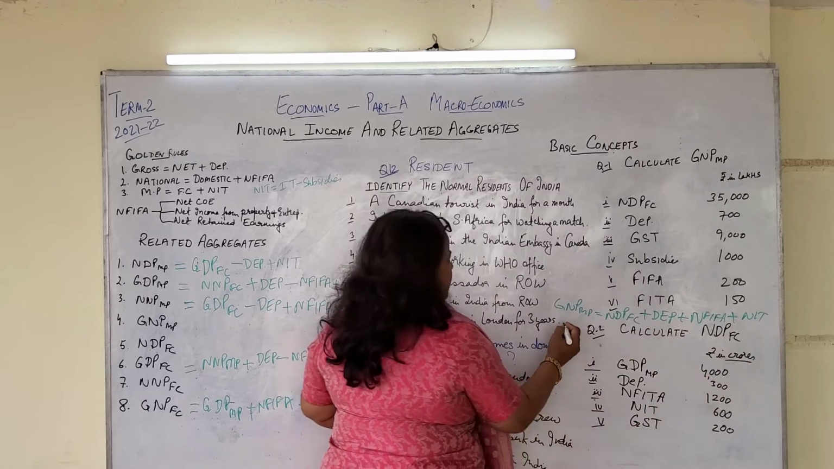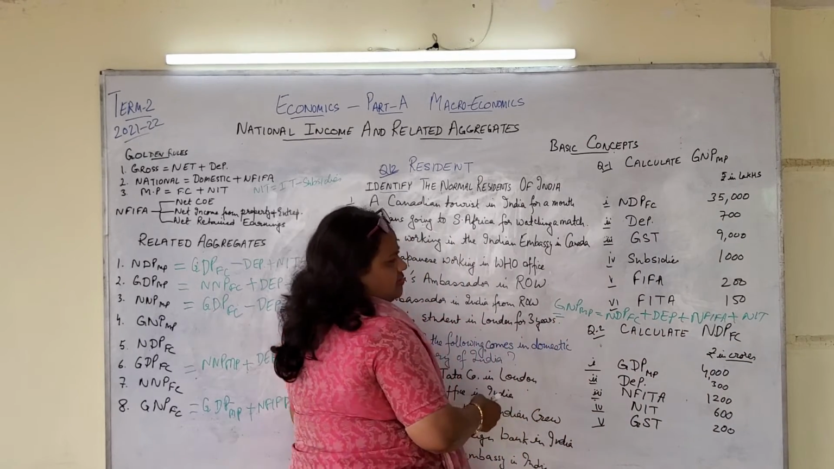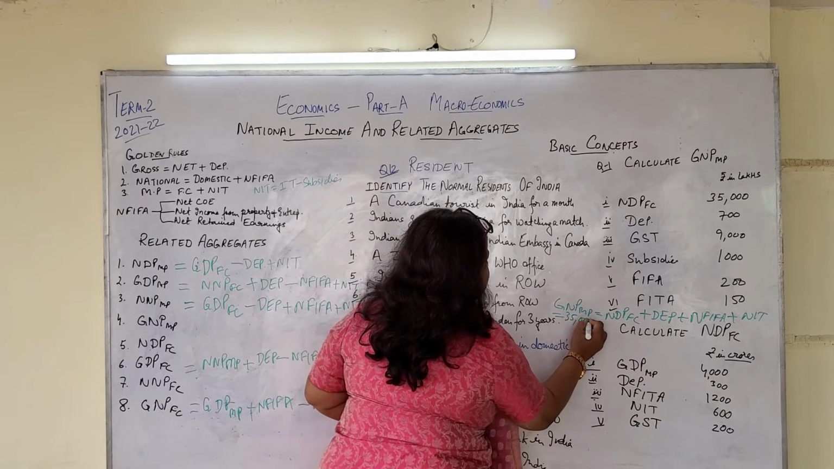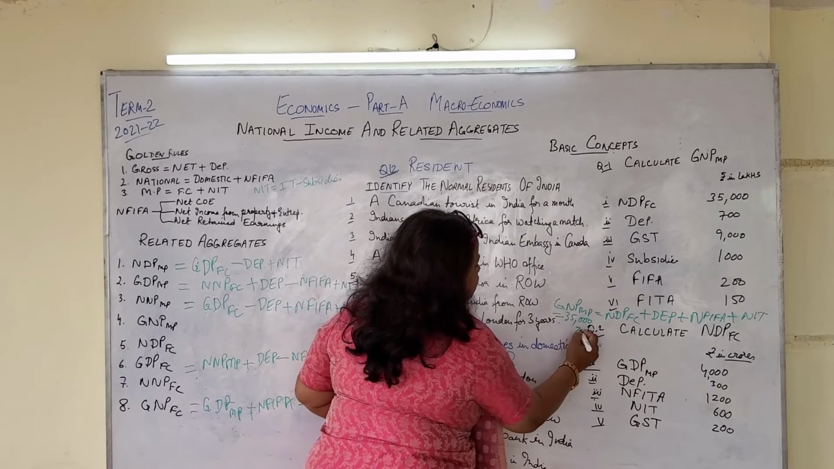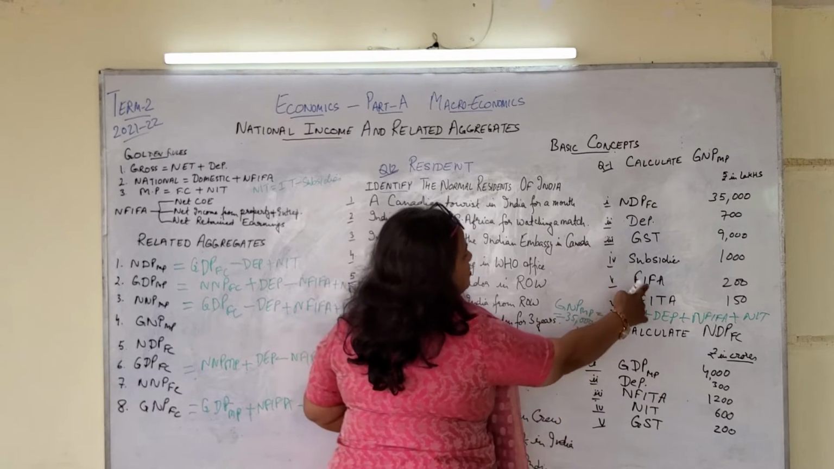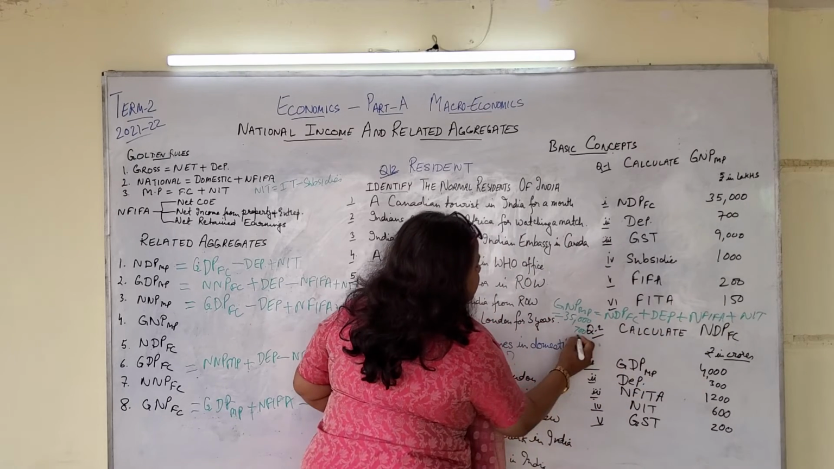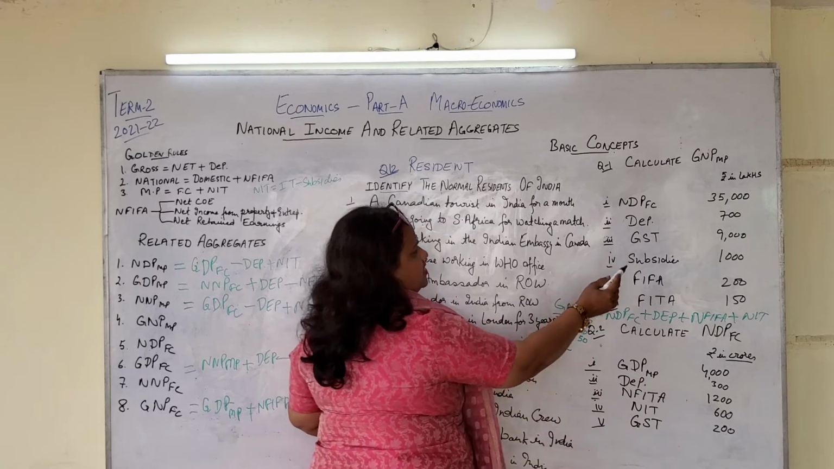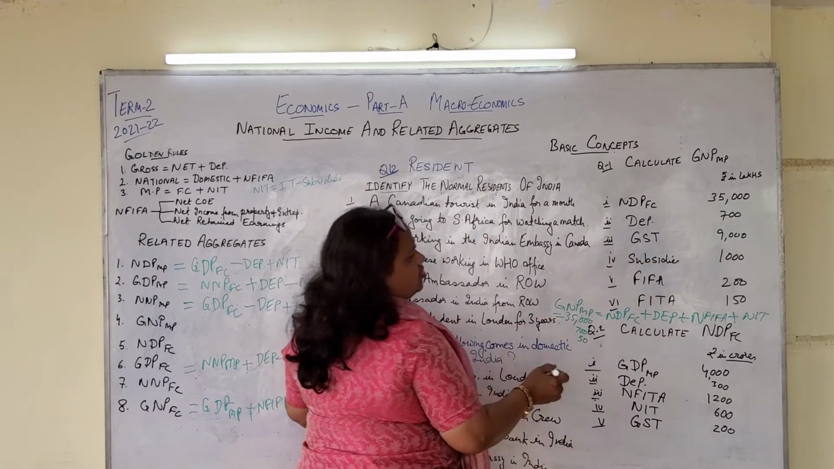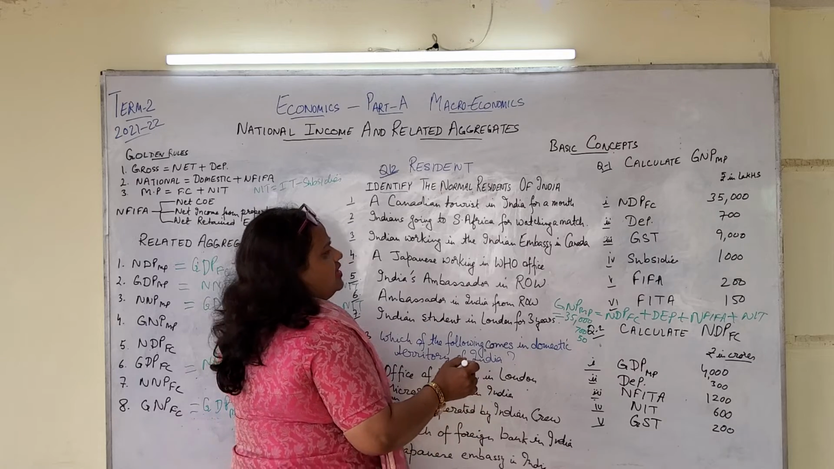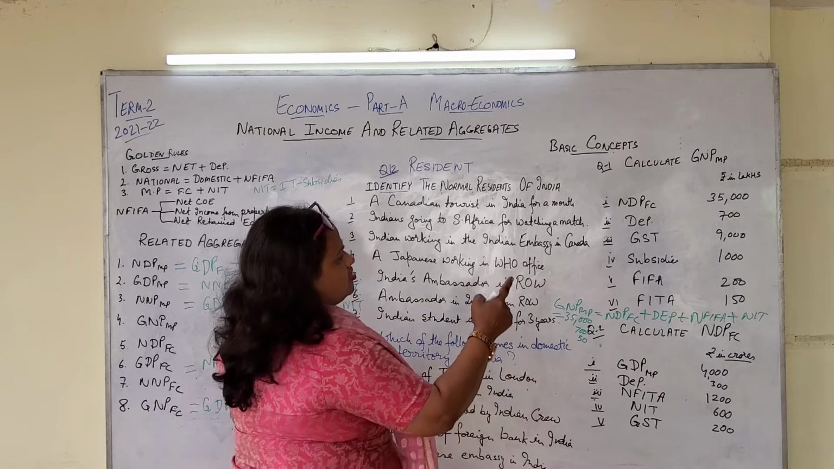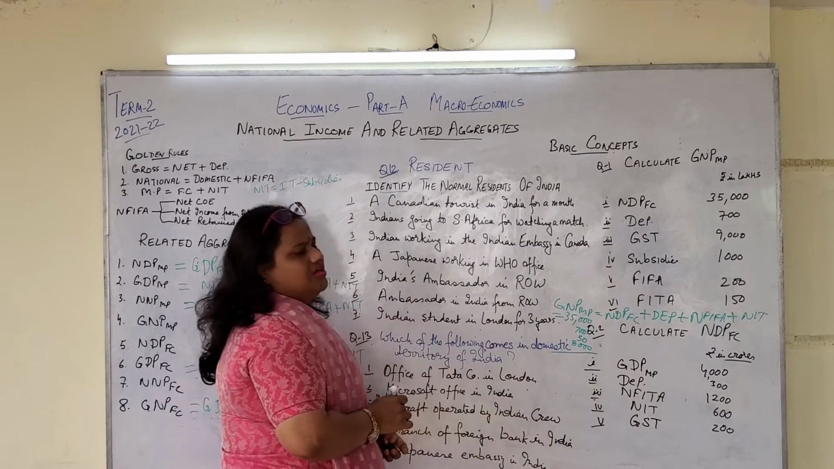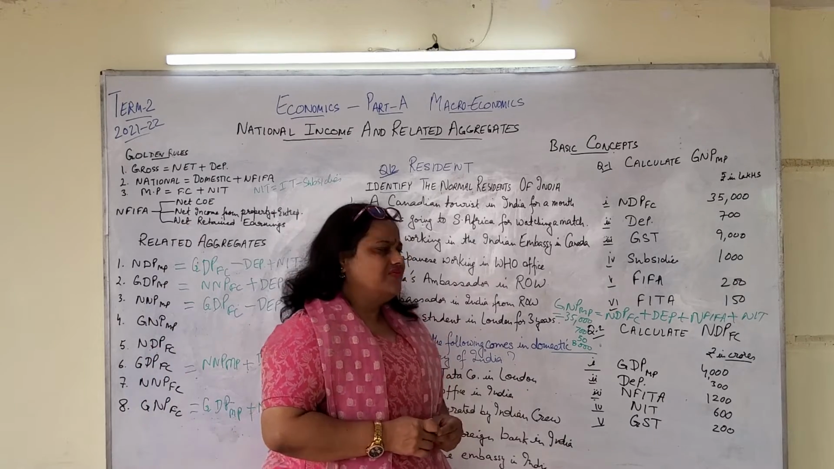Now give me the values. Let's see the values. NDP at FC is 35,000. Depreciation is 700. So keep on adding. NFIFA is factor income from abroad minus factor income to abroad, so this is 50, and then NIT is indirect taxes minus subsidies. So GST minus subsidies will be 9,000 minus 1,000, right? So indirect tax minus subsidies is 8,000. If you sum total all this, you will get the answer. So this is how you apply this for the numericals.